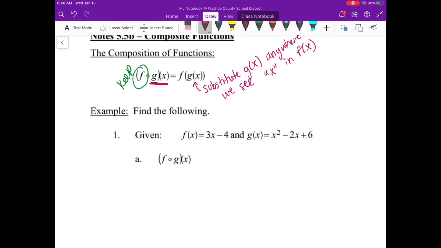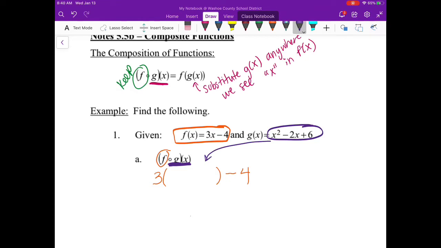So for this first example, again, the first one is the one we're going to keep. So we are going to keep this function, 3x minus 4, but instead of writing x, I'm going to replace the x value. So again, I'm just writing f of x but not x. And I'm going to replace the x value with the second function, g of x. So this is going to go in here: x squared minus 2x plus 6. Okay, that's what composite functions are.